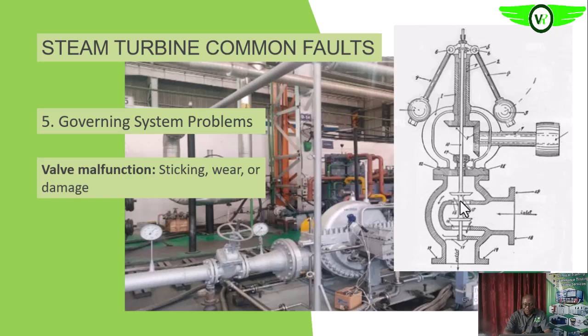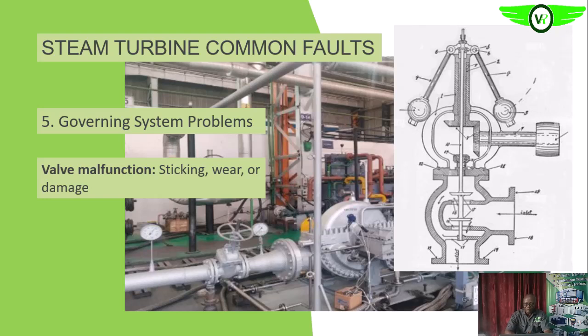Okay, so there could be wear and tear too. The valve disc and the seat could wear out, and that will mean that it will not be sitting properly. When it is closed, it can still be passing. So if it is passing, it means that steam could also be administered into the steam turbine when the valve is closed.